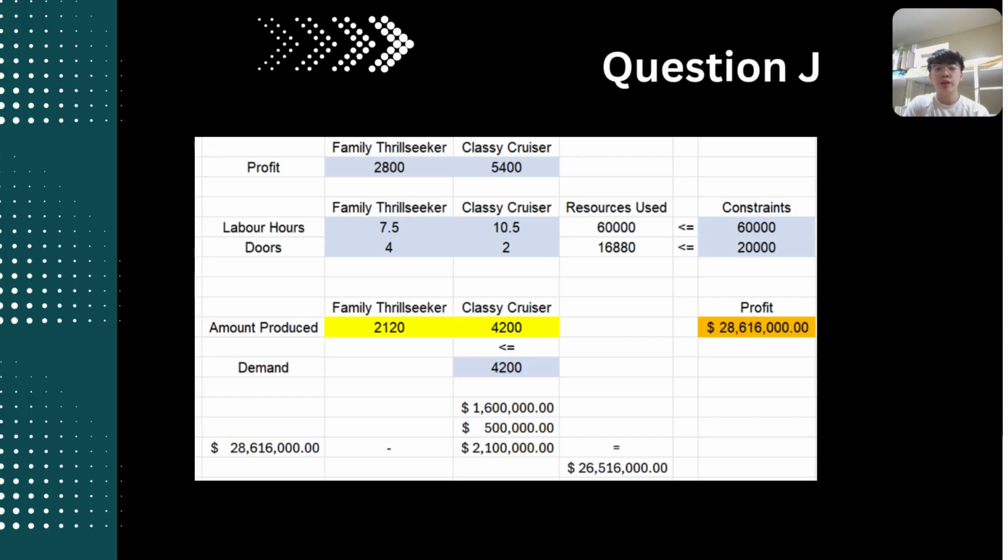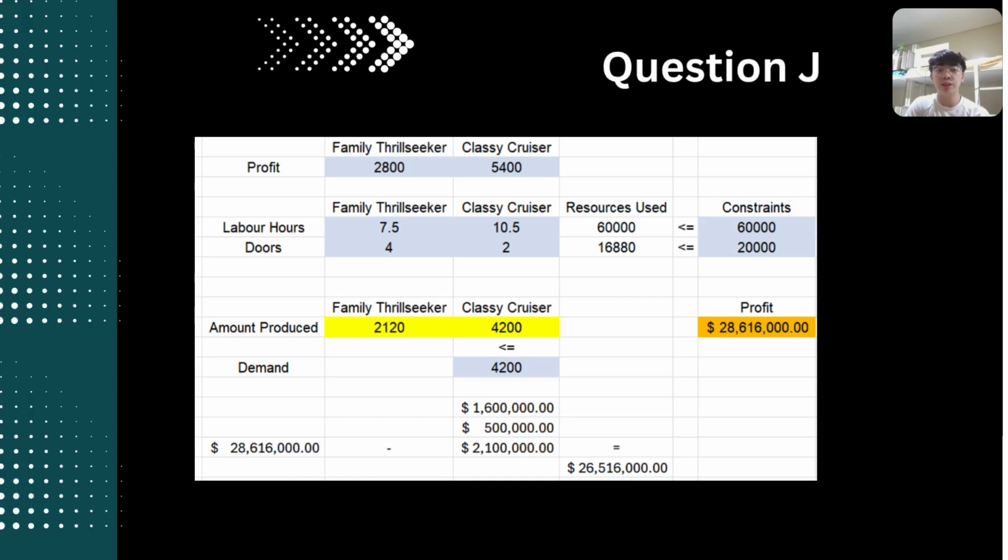In Part J, we layer together every adjustment introduced in earlier questions F, G, and H. First, the targeted ad campaign raises the Classic Cruiser demand ceiling from 3,500 to 4,200 cars. Second, authorizing overtime increases monthly capacity by 25%, from 48,000 to 60,000 labor hours. Third, profit per Thrill Seeker falls to $2,800 and its assembly time lengthens to 7.5 hours because of the added quality checks. These changes give us the updated constraints you see on the slide.